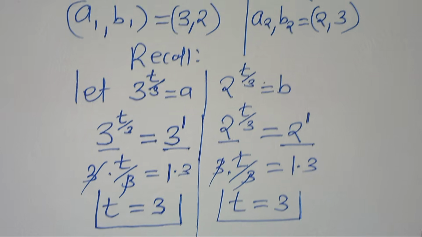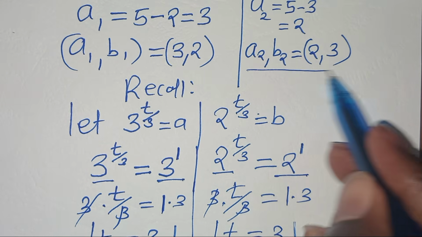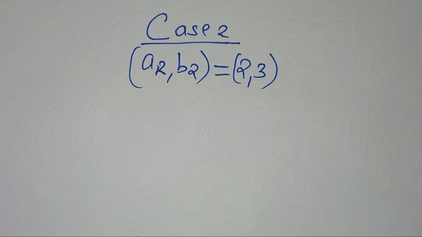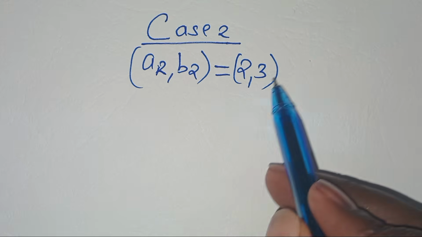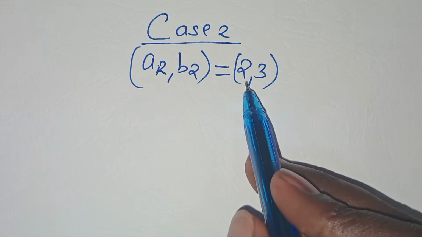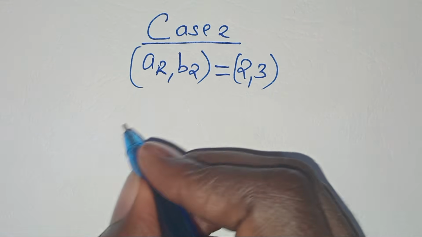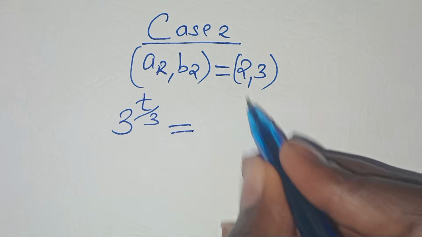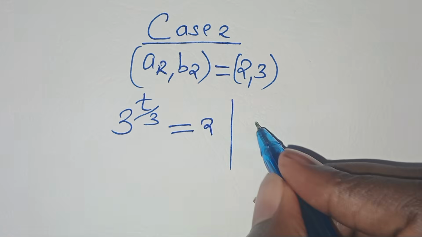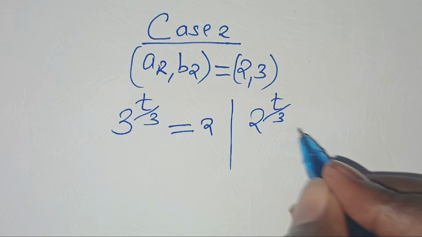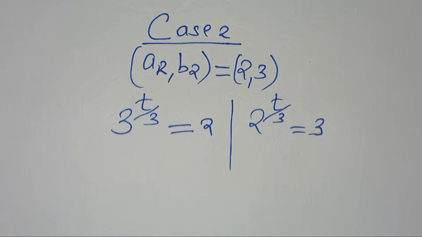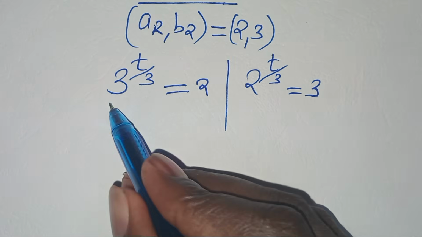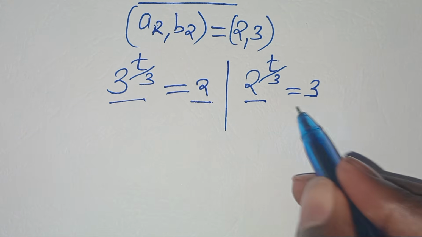Now, if we check case 2 here, we have the bases as 2 and 3. So we have that 3 raised to the power of t over 3. This is equal to 2. And we have 2 to the power of t over 3. This is equal to 3. So if we check here, we have got different bases.